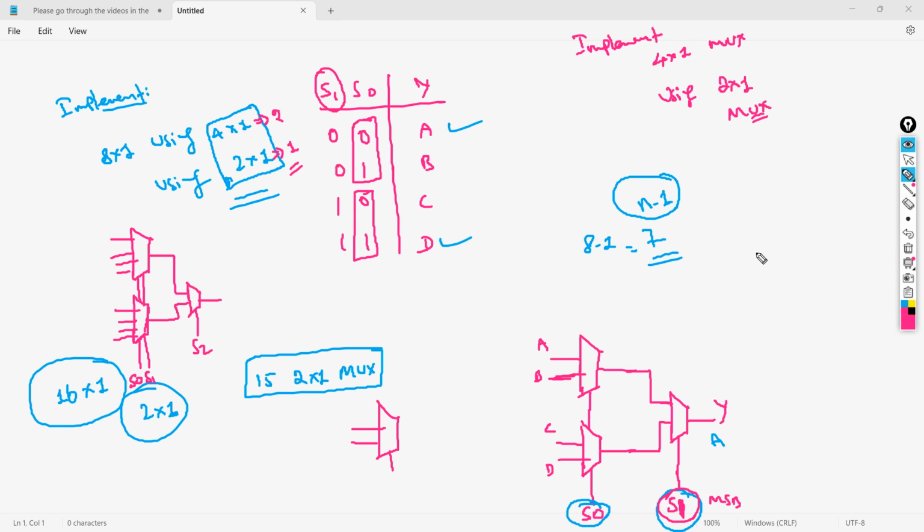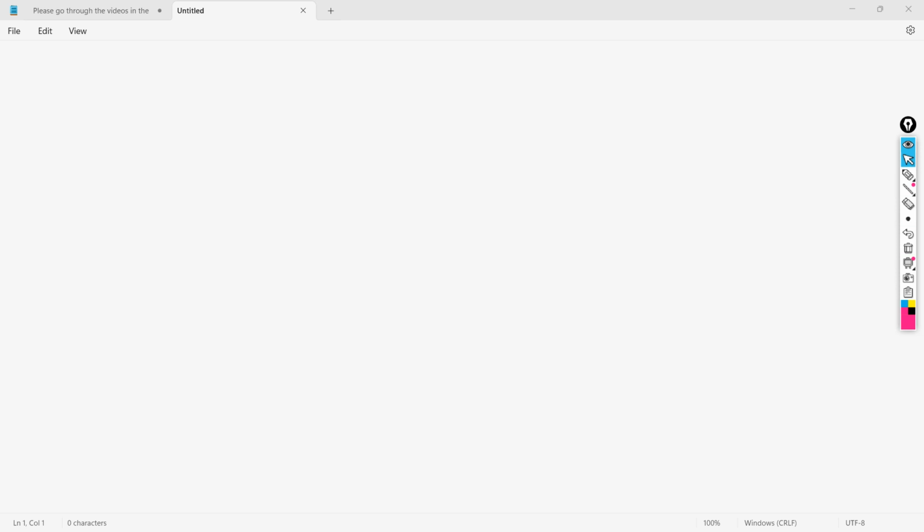Now let me ask you a simple thing. Implement NAND gate using mux. Can you guys try this? Implement NAND gate using mux. Before that, let's go through the slide once and then we will solve that.